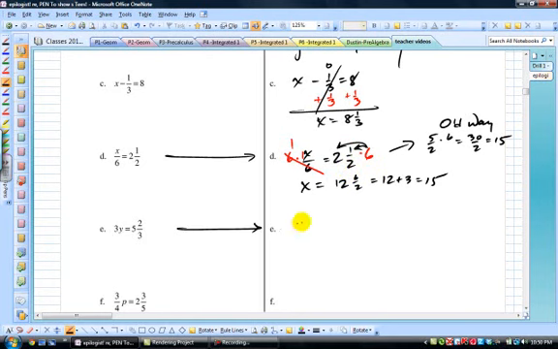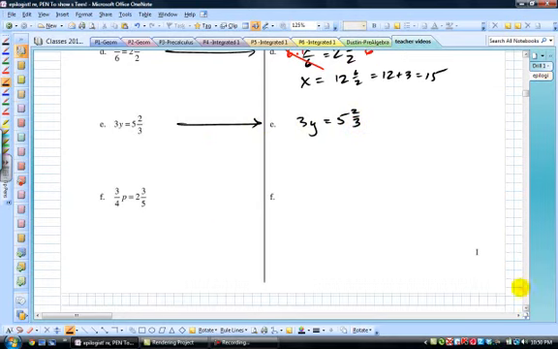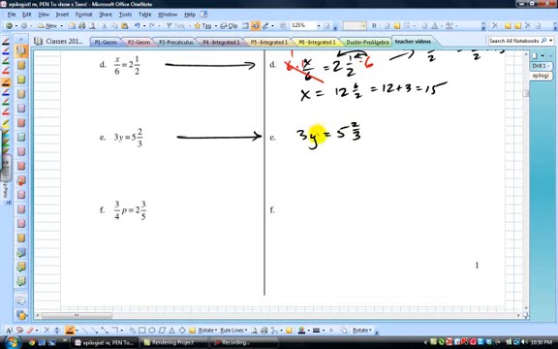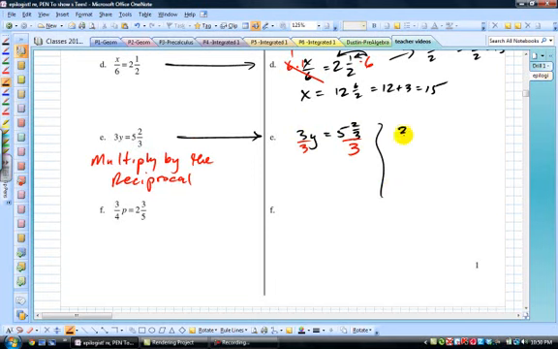The next one, we've got 3y is equal to 5 2/3. Okay. We want to multiply by the reciprocal just like we did above here, and the reciprocal of 3 is 1/3. So I can multiply both sides by 1/3. I want to multiply by the reciprocal. Now, I'll show it one of two ways. You can divide by 3 here, like that, or you can write it out like this.